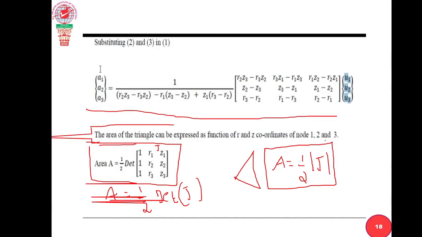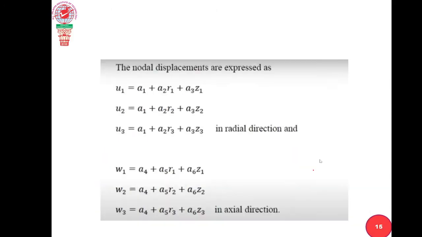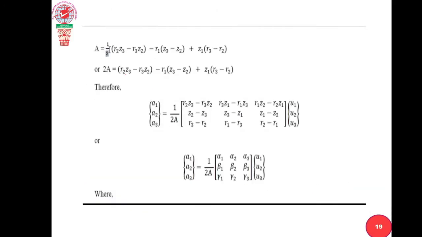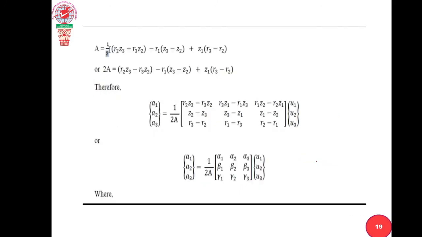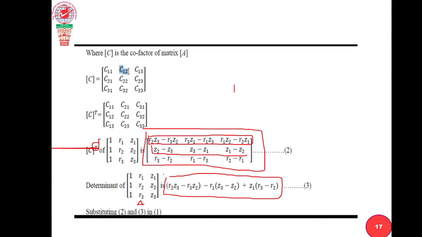Understood? Keep this in mind. I will repeat once again. The area of the triangular element of axisymmetric elements will be equal to half of the determinant of the Jacobian matrix. Therefore, now A is equal to 1 by 2 of the determinant of J. What is the determinant of J? We already found it here, the determinant of the matrix, correct? Equation number 3, isn't it? The determinant of J I already know, right?